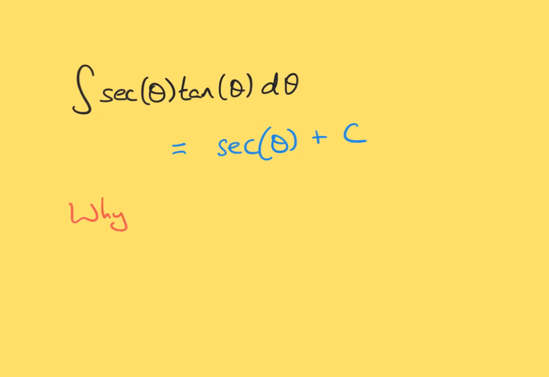And the reason why this is the case is because the derivative of the secant of theta is sec theta times tan theta. So therefore the integral of this is equal to the secant of theta. And we're going to use that in both of the other questions. So let's look at them now.